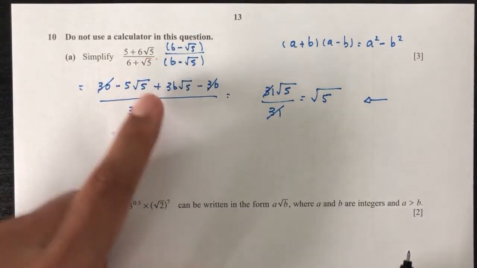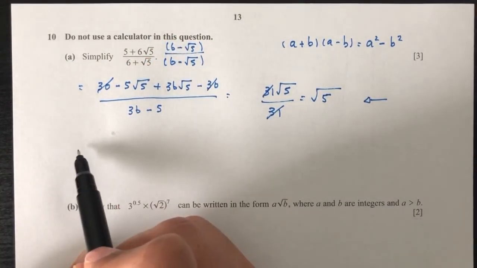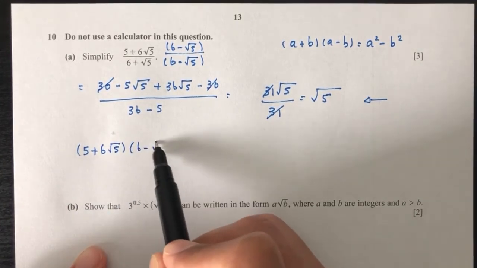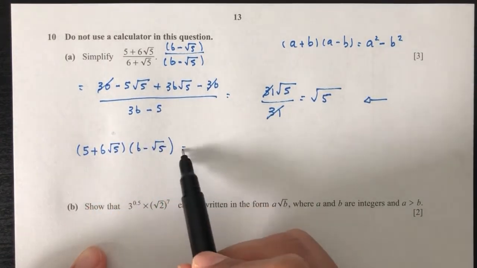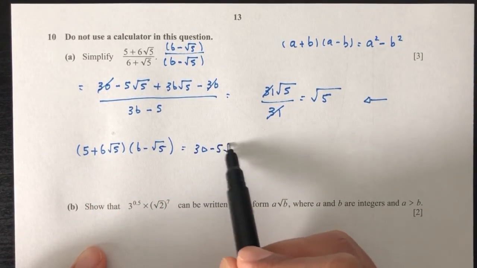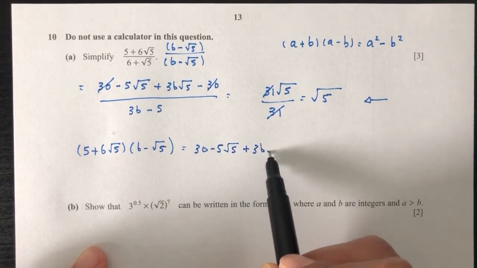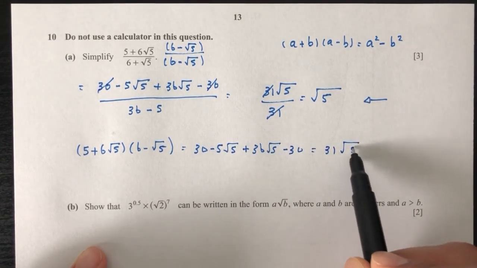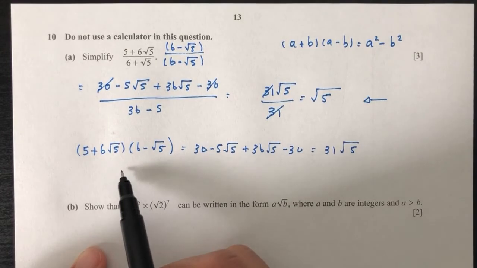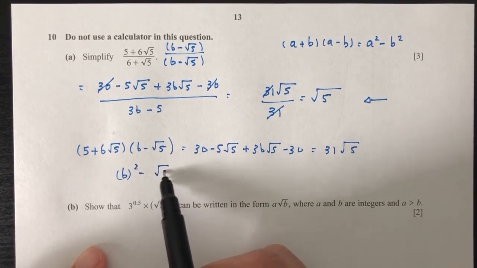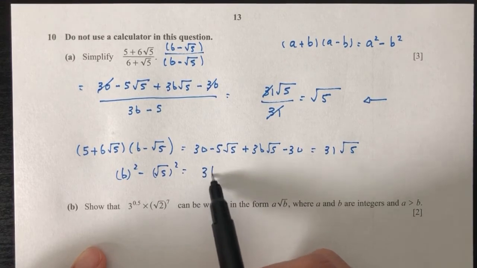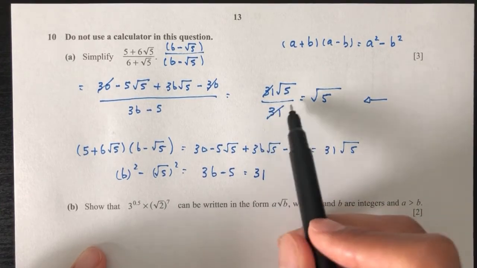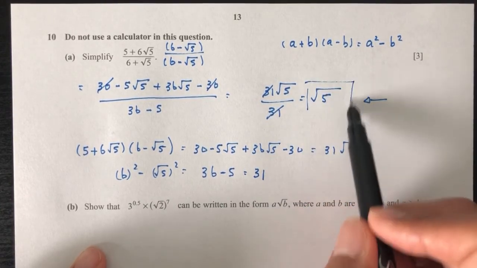So you can show your work as well. You can expand step by step. So if you want to expand the top, let's write this down. So this times this, the top will give you this, which is 30 minus this, this, and this. If you simplify this, you get 31 root 5. And for the bottom, if you do step by step, you have 6 squared minus root 5 squared, which is 36 minus 5, which is 31. So basically here we have 31 root 5 divided by 31, which is your answer.